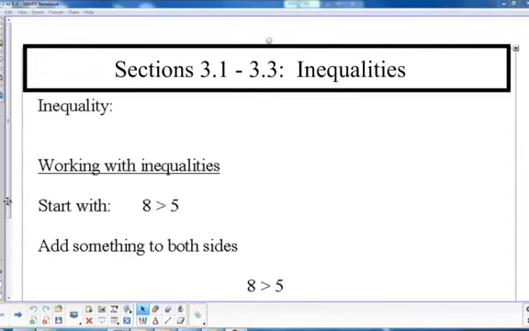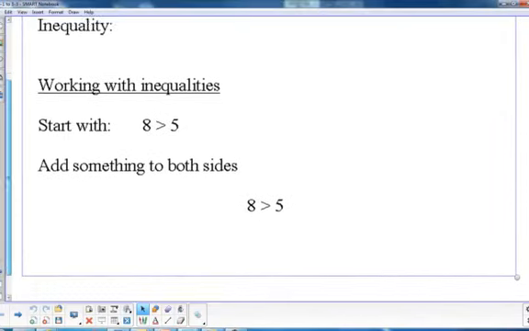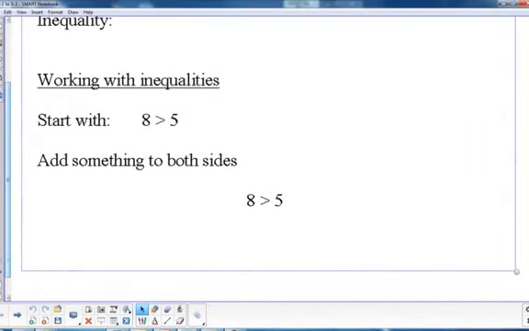Working on inequalities in 3-1. We're going to start by talking about the inequality symbol, the Pac-Man right here, which is always going towards the bigger number. It kind of eats the bigger number, if you want to think about it that way.